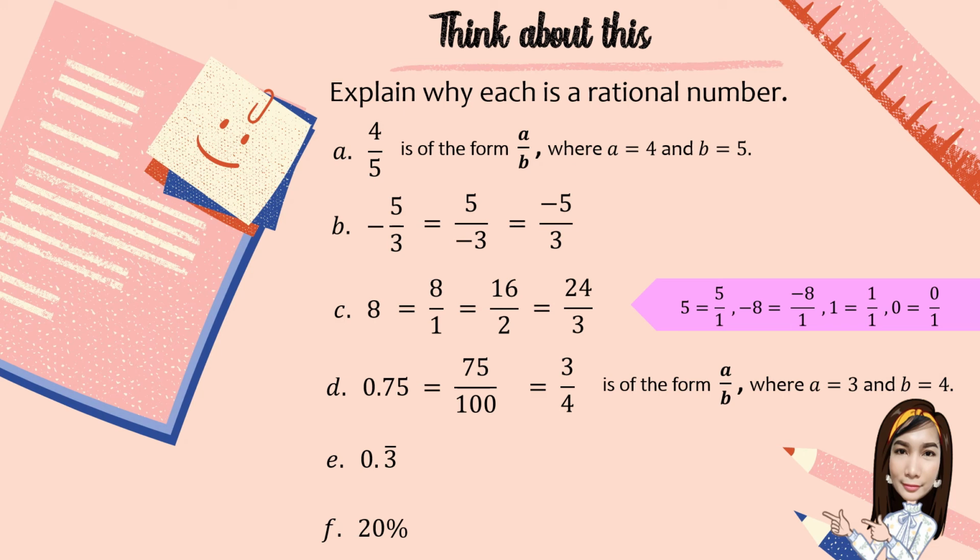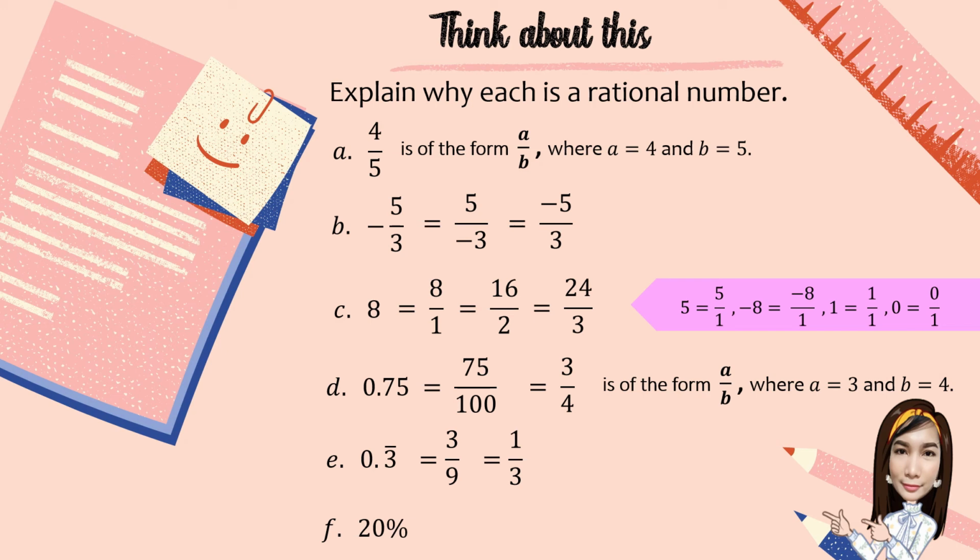Next, we have 0.3 repeating. That is equal to 3 over 9. And the GCF is 3. So 3 divided by 3, we have 1. 9 divided by 3, we have 3. So that is equal to 1 over 3 or 1/3.